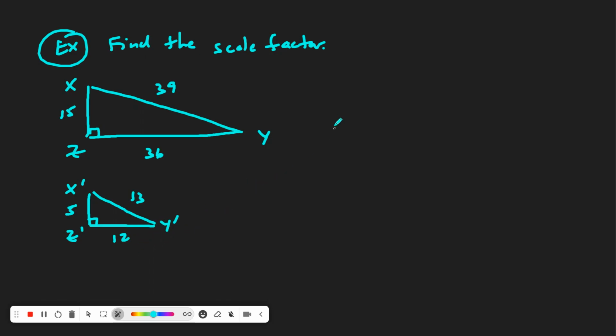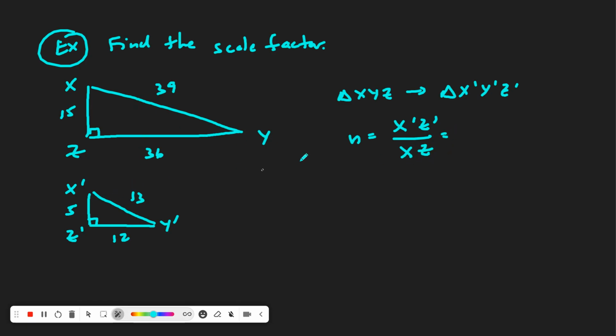Okay, so we're going to find the scale factor going from triangle X, Y, Z to triangle X prime, Y prime, Z prime. So to find my scale factor n, I'm going to take a length from the image, any length at all, and divide it by the length from the pre-image. It doesn't matter which one. I'm actually going to do XZ. So I'm going to do X prime Z prime over XZ.